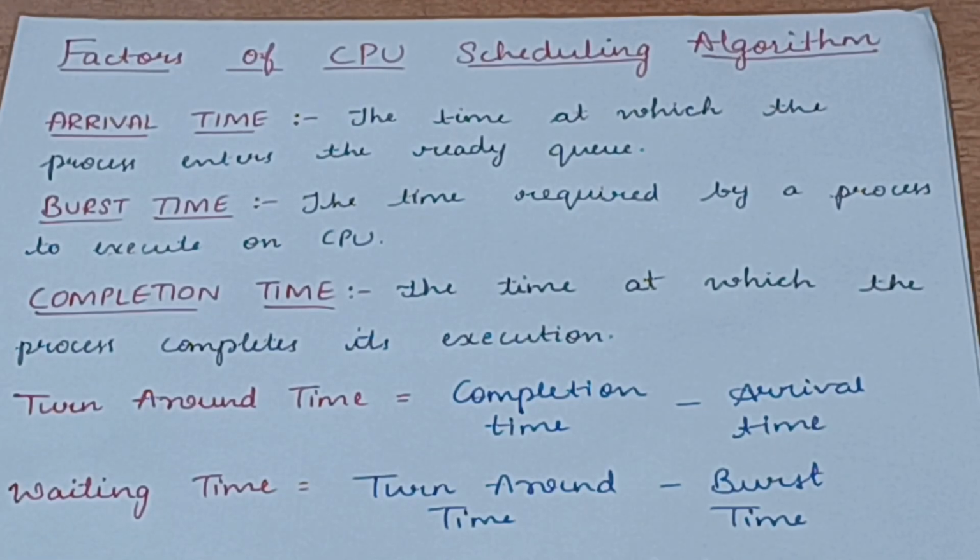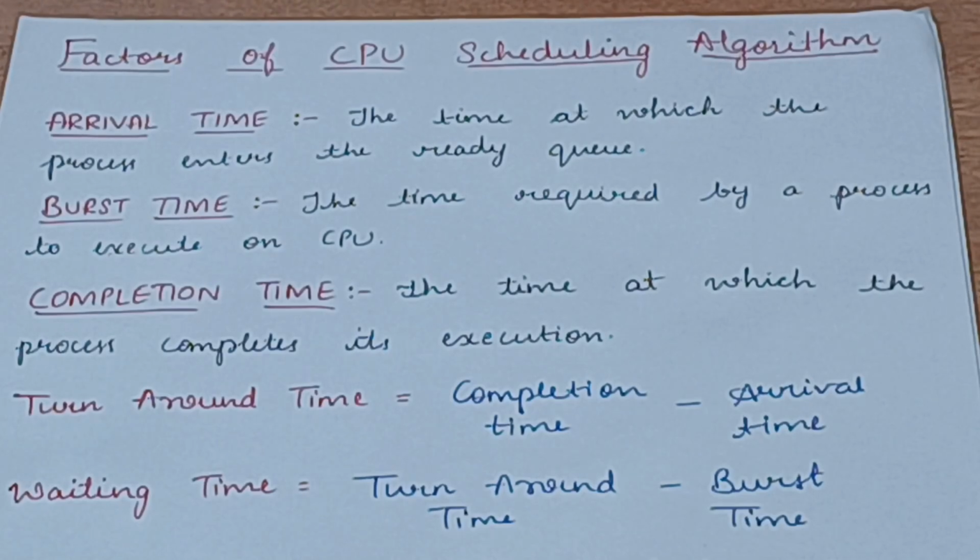Today we will be discussing the various factors that define which kind of scheduling algorithms can be used for various processes. We have various kinds of times which determine what kind of scheduling algorithms can be used for processes so that they can go and execute on the CPU.